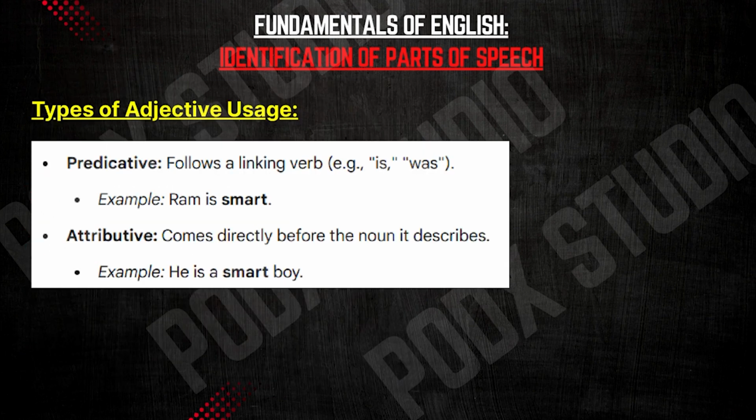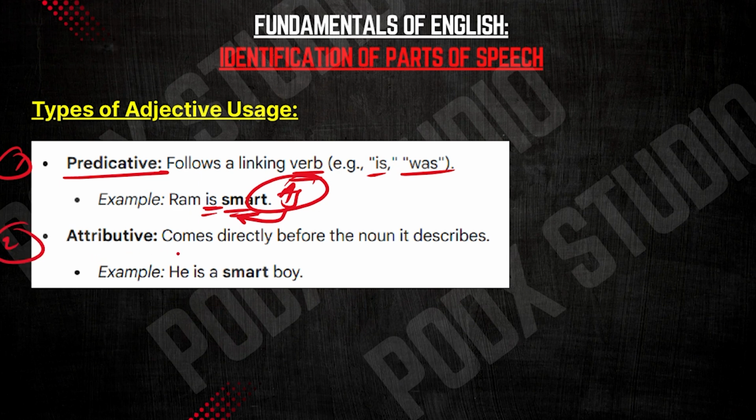Types of adjective usage. If the adjective is coming after the verb, that's called a predicative adjective. It will follow words like is, was, were, a helping verb, or you can say the linking verb. For example, Ram is smart. Smart is an adjective and is is a linking verb, or you can say the helping verb.